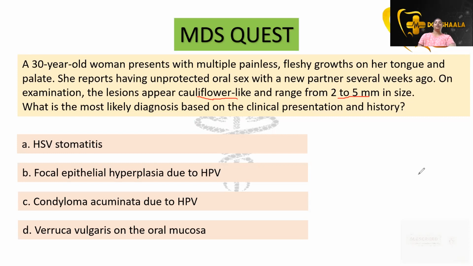The most important thing is, how is HPV transmitted sexually? So HPV lesions are transmitted sexually, and given that she was involved in unprotected sex, and the lesions are cauliflower-like, we can arrive at condyloma acuminata due to HPV, right?